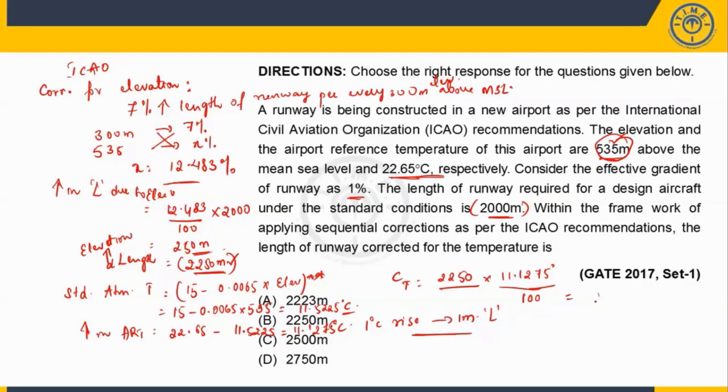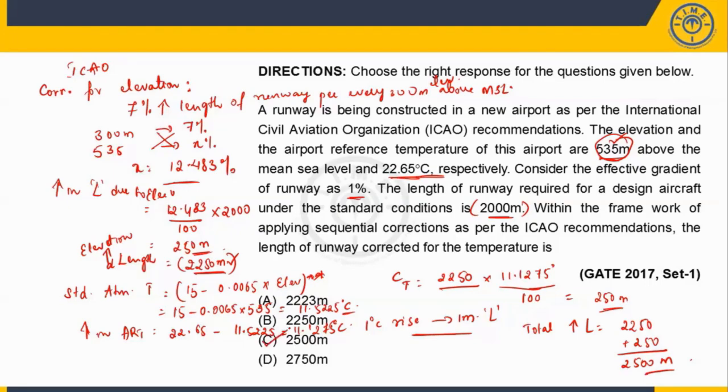250.368. Let's make it 250. So already we have 2250. Total increased length is how much? 2250 plus 250. 2500 meter will be our answer.